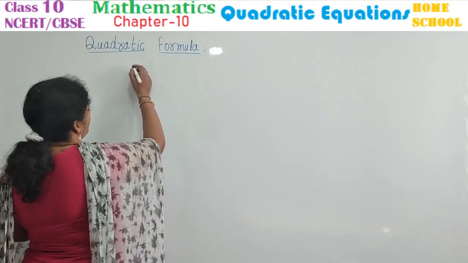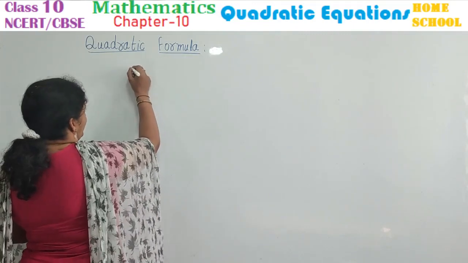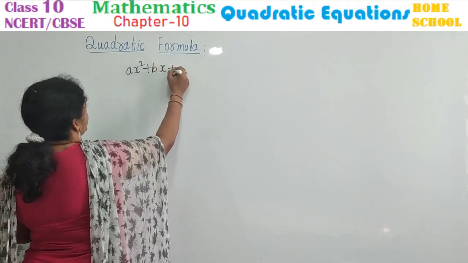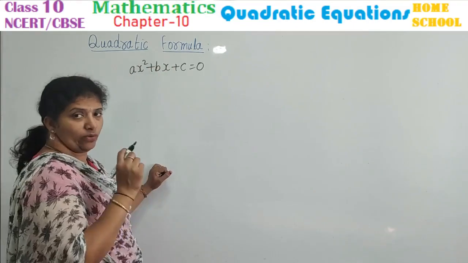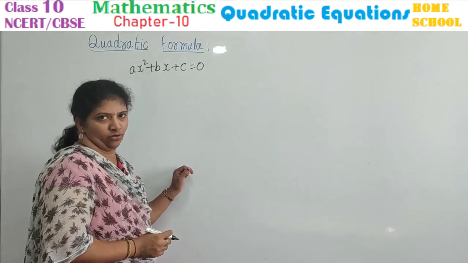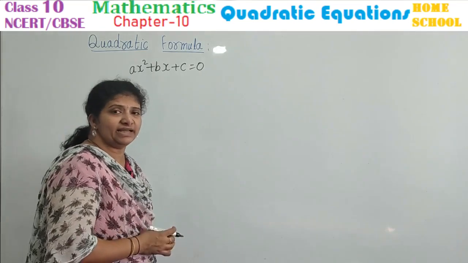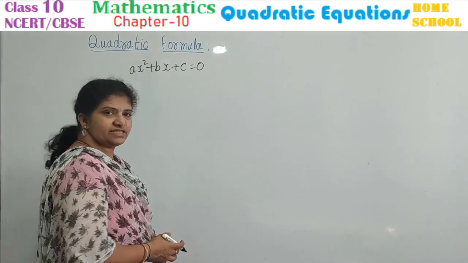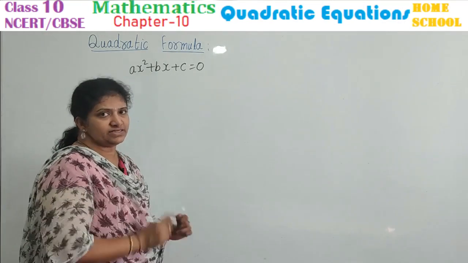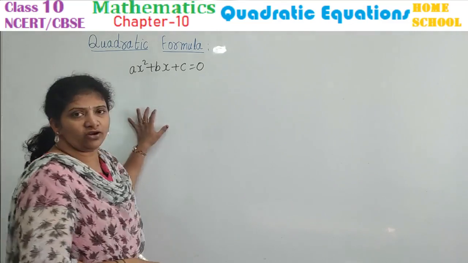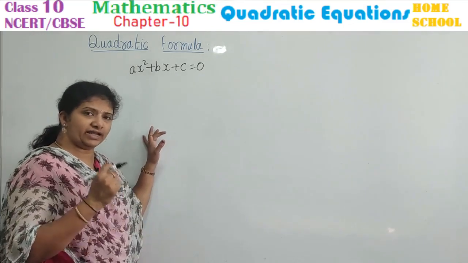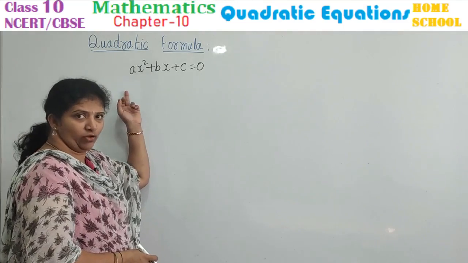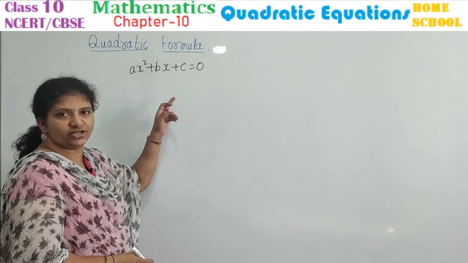We know the standard form of a quadratic equation is ax square plus bx plus c equal to 0, where a cannot be equal to 0. By applying the completing square method, we are going to solve this equation. What are the steps for this method? First step, observe the x square coefficient. If it is 1, continue to the second step. Is it 1? No. What do you have? A. So divide the whole equation by a.